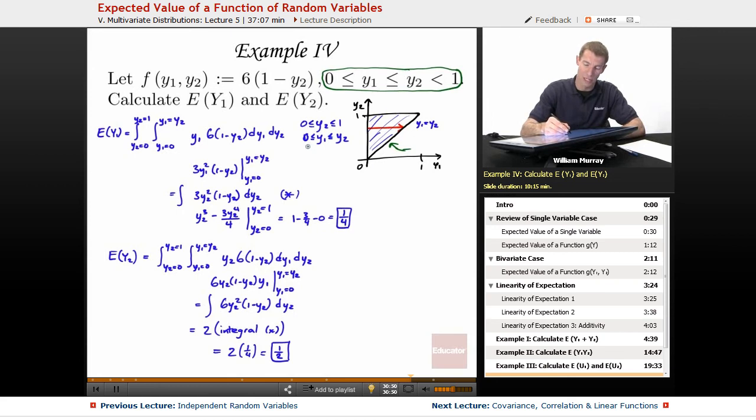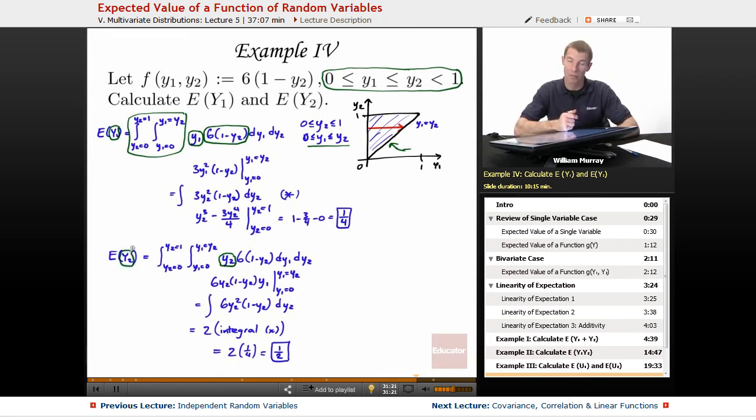So I set up those limits by looking at the region, and then I pulled those limits over and used them to set up a double integral. And now I took the density function, 6 times 1 minus y2, and I multiplied it by the thing we're finding the expected value of, which in the first case is y1, but in the second case is y2. And that's because of the different requirements. The first one is y1, and the second one is y2. And so in each case, I got a double integral to solve, and then I just did the double integral.